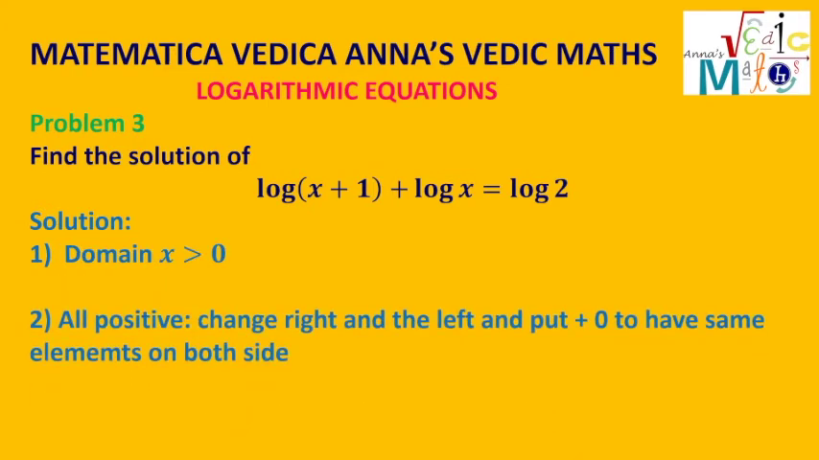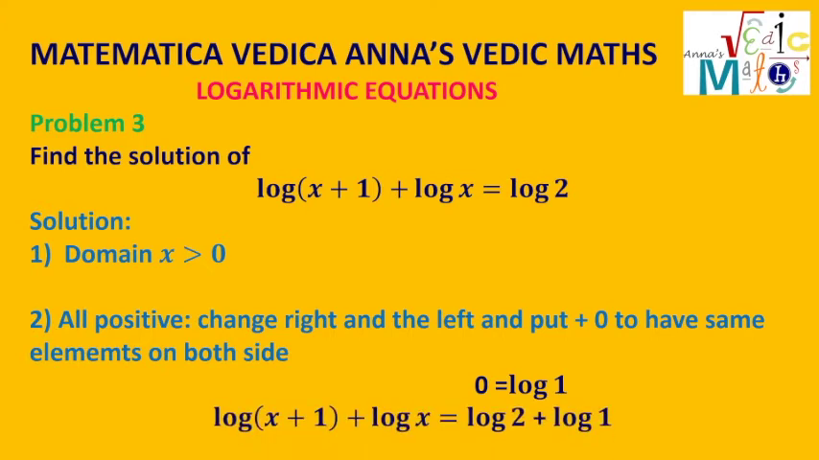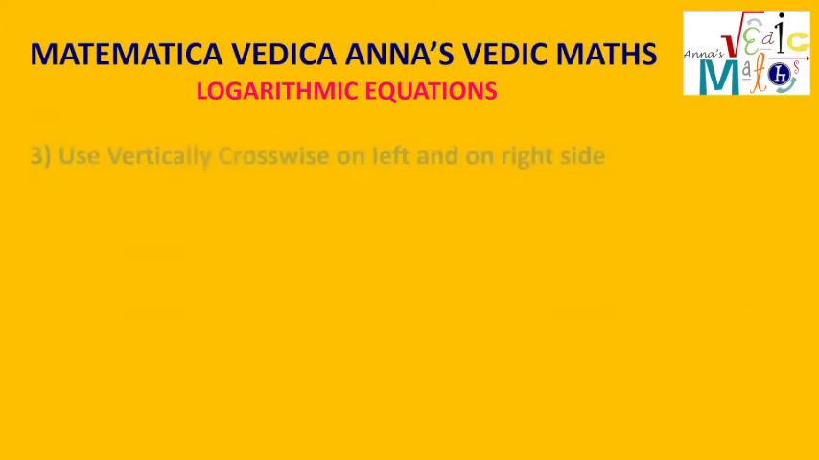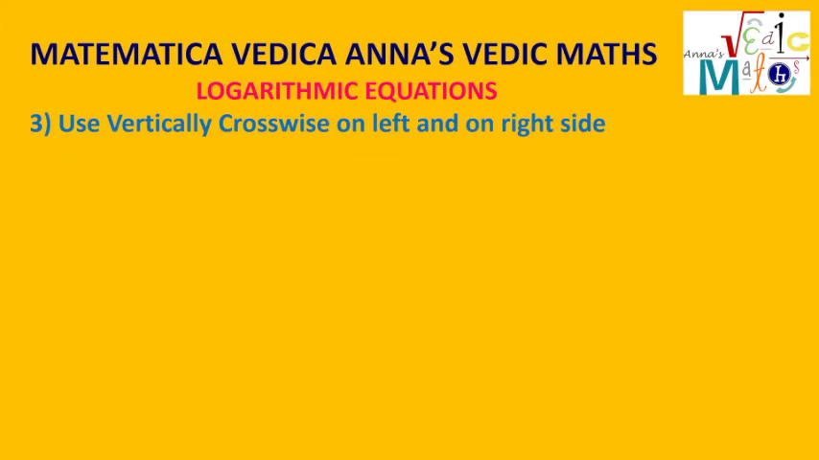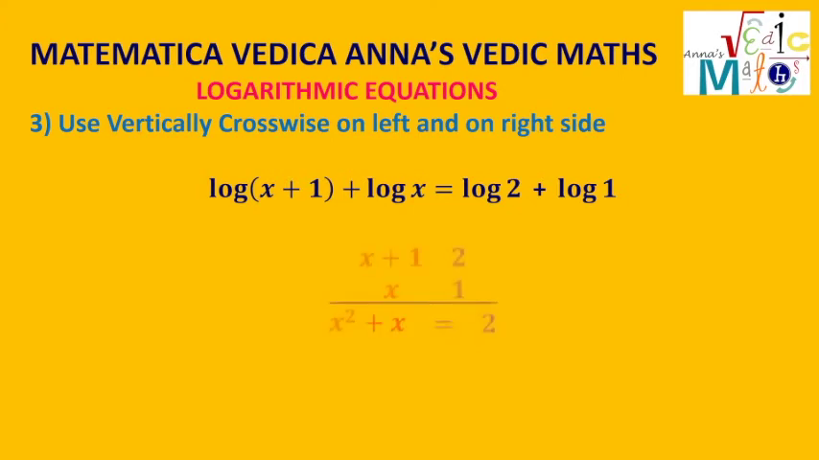In step 2, we already have all positive. We need only to put a plus 0 to have the same number of elements on both sides. This means to add log 1. And so we have the same elements. We use vertically and crosswise on the argument of the left side and on the argument of the right side. We write the arguments of the first part one behind the other, and we do the same on the right side. As we see, the right side is very easy in this case.